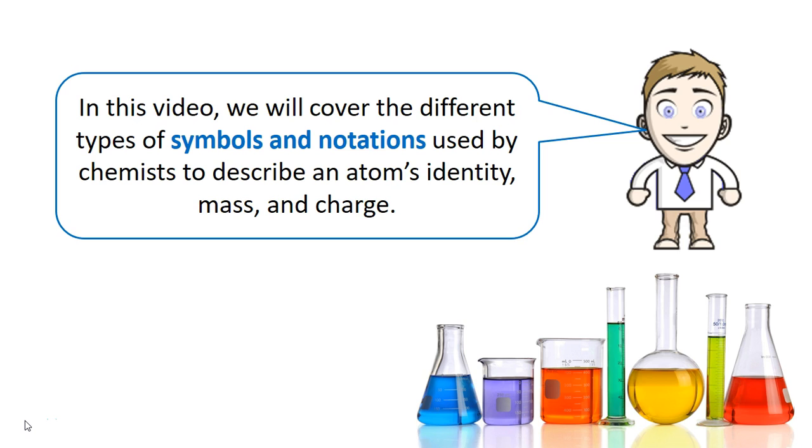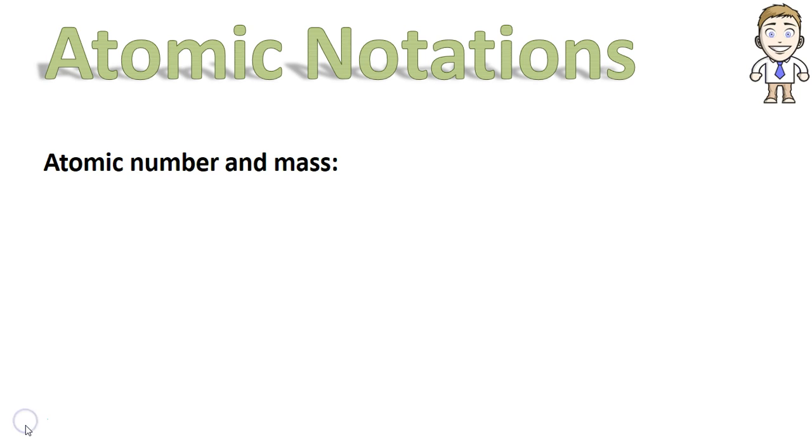In this video, we're going to cover the different types of symbols and notations used by chemists to describe an atom's identity, mass, and charge. Let's first start off by reviewing two really important terms you have to know in order to write the different symbols I'm going to show you in the video. Those are atomic number and mass.